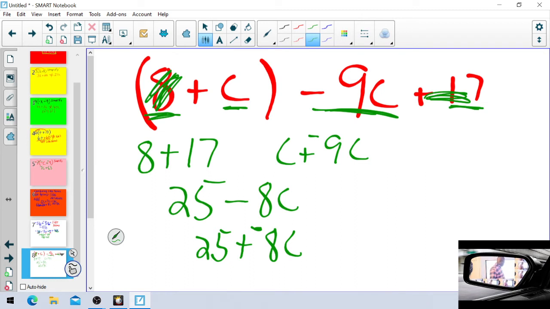That's right. You can only combine like terms. Like terms means same variable. You got a question? Yes, Mr. Gill, does variable mean the same thing as letter? Yes, it does. Letter, variable, variable, letter, means the same thing.